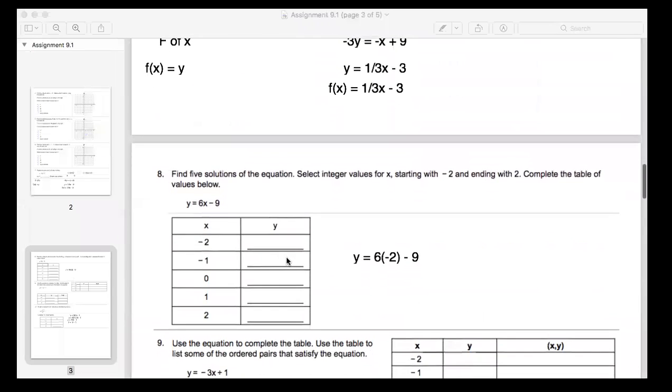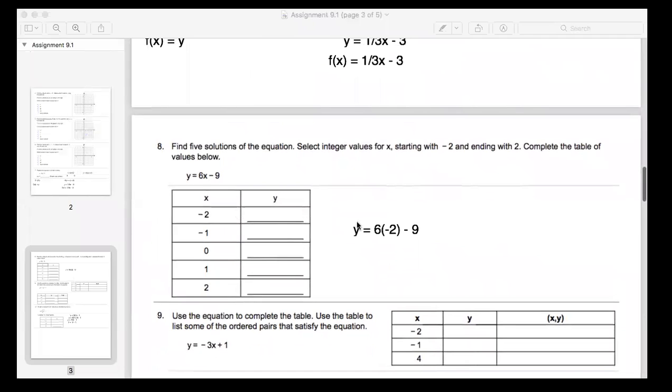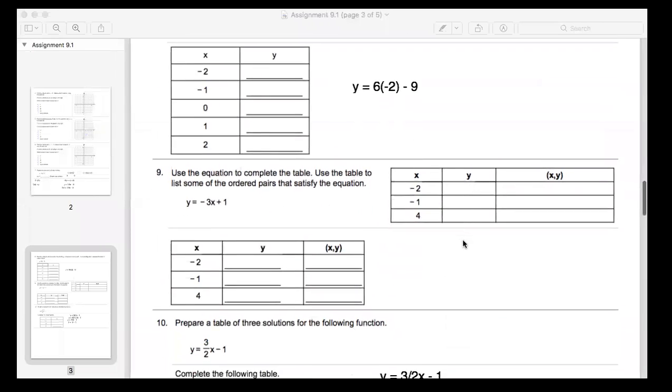And then this here, you are just going to go through and substitute the values for x into the equation. So our original equation is y equals 6x minus 9. I want to take y equals 6 times negative 2 minus 9 and substitute the value. And then I want to do the same thing for negative 1, 0, 1, and 2. So make sure you use up your space and write this information in.